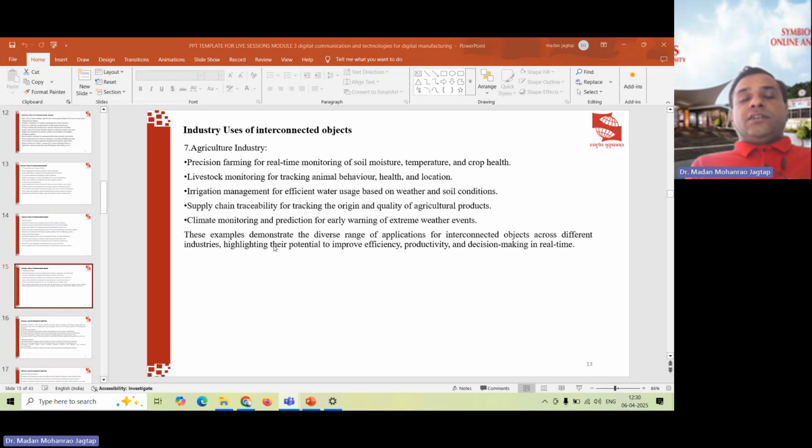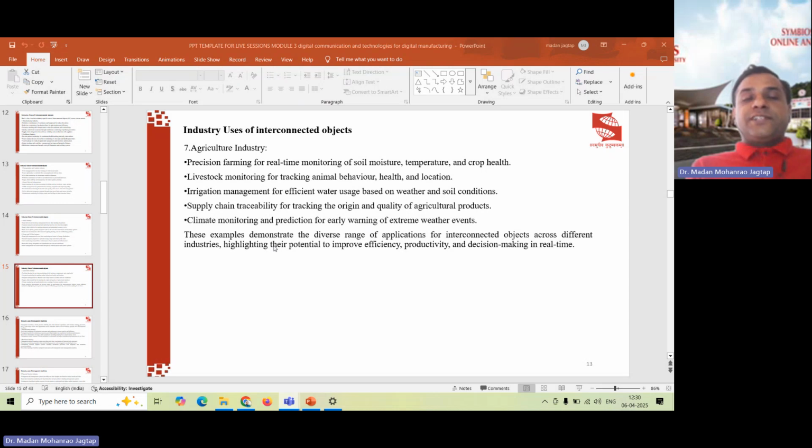We can do climate monitoring and prediction for early warning of extreme weather events. So that can be possible with the interconnected objects. The weather department will communicate with the actual field workers on the actual field. So it can give warnings of extreme weather events. By that, we can take action and we can control the damages occurred due to the climate.